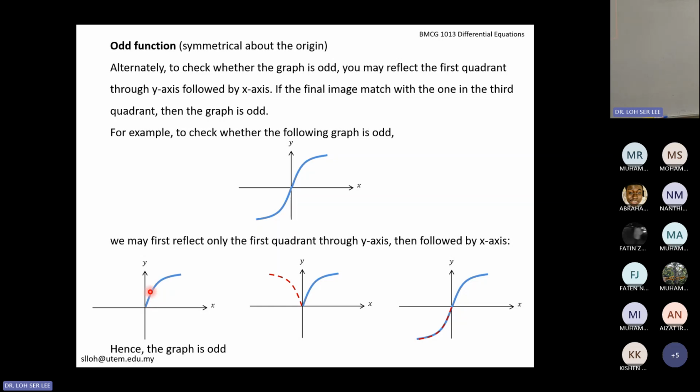Then you reflect through the y-axis. When you reflect through the y-axis, you get something like this, right? And this one, you reflect once again through the x-axis, then you get something like this. If it matches, that means it is odd. That means reflect two times, one through the y, then through the x. Or you can go through the x first, then through y. You get the same thing.